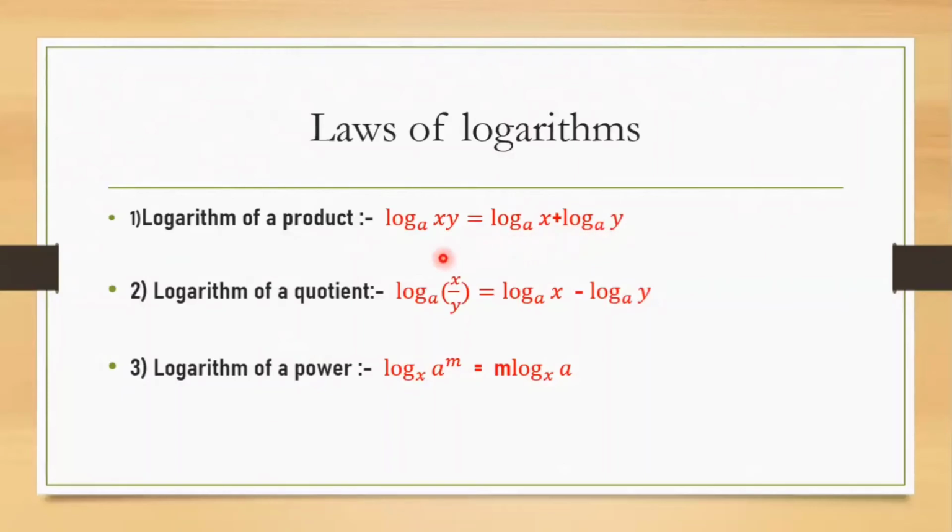Means logarithm of a product of two numbers, it is equal to the sum of the log of those two numbers. And the next one, logarithm of a quotient, log of x by y to the base a equal to log x to the base a minus log y to the base a. Means logarithm of a quotient of two numbers, it is equal to the difference of those two numbers in order.